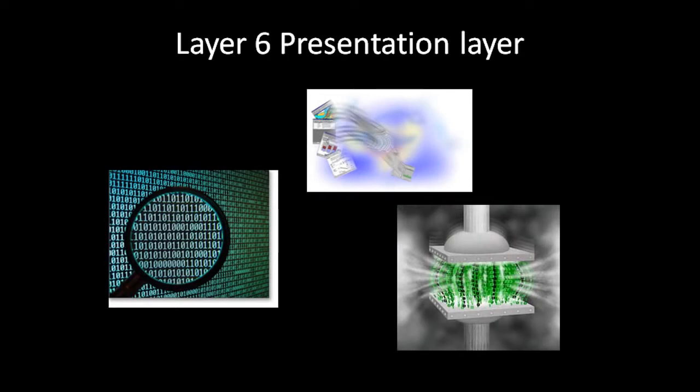Layer 6, Presentation Layer. The name of this layer suggests its main function. It deals with the presentation of data. More specifically, the presentation layer is charged with taking care of any issues that might arise where data is sent from one system and needs to be viewed in a different way on another system.